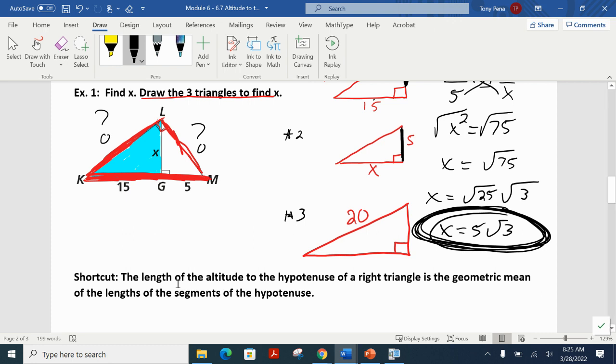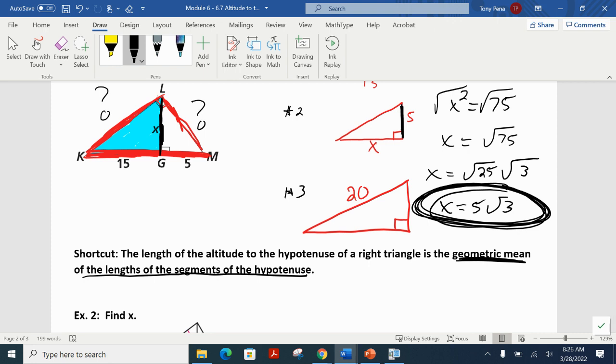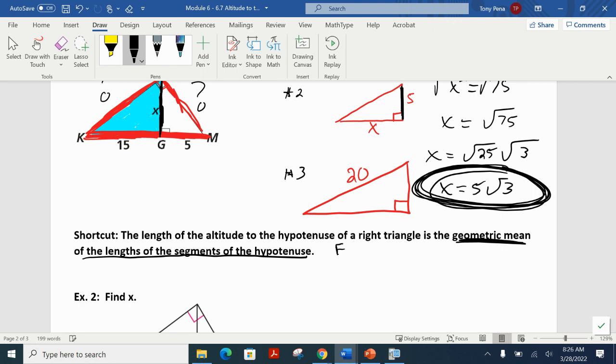So it says the shortcut, it says the length of the altitude to the hypotenuse of the right triangle. That's what we're looking for right here. We were looking for the altitude drawn into the hypotenuse. Is the, and then we're going to start using these words from the front page, is the geometric mean of the lengths of the segments of your hypotenuse. So here's what this means. Write in, did I give you the same one here? No. So write in the same thing that we had on the front page, that same proportion, the extreme to the mean, and then the mean compared to the extreme.